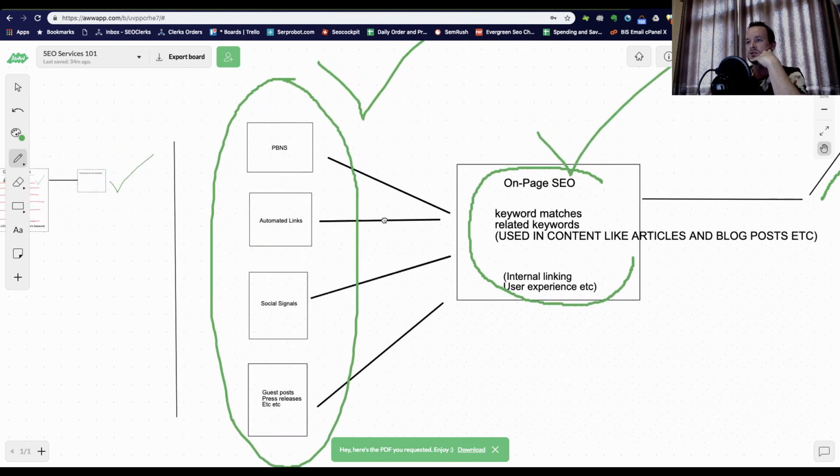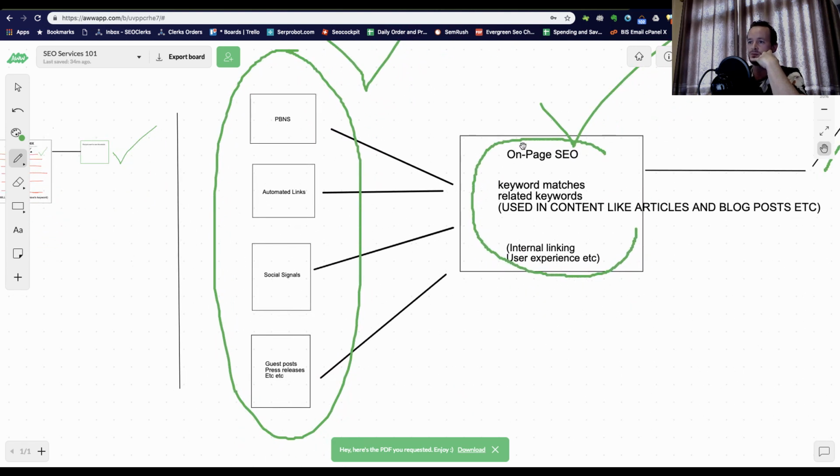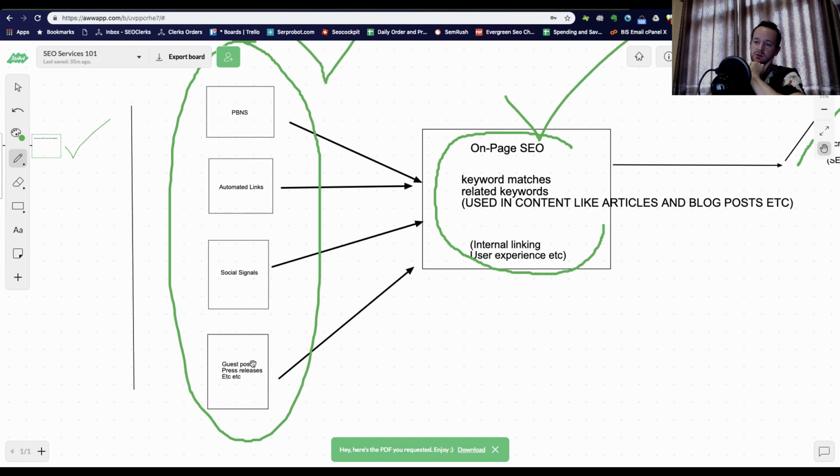So firstly, this is off-page SEO and this is on-page SEO. As a service provider, you can provide people with PBNs that point to their website. You can provide them with automated links that point to their website, or you can provide them with social signals or anything down here. But we'll just look at these 3 first.